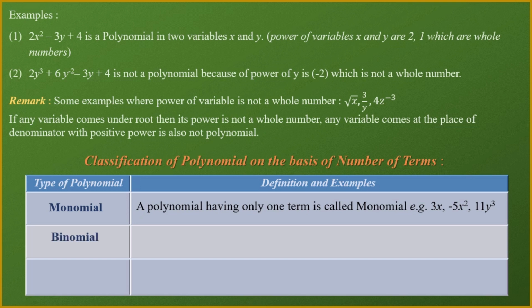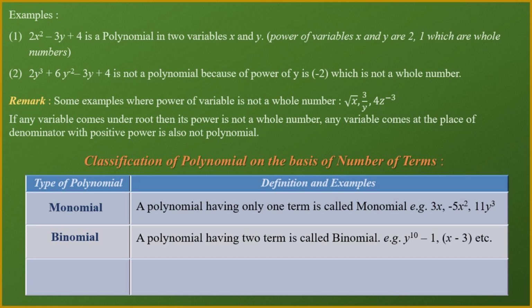Similarly, the second one is binomial. As the name makes it clear, binomial means it will have two different terms. Okay, so suppose I take y to the power 10 minus 1, or x minus 3. So y to the power 10 is the first term and 1 is the second term. Similarly, in the second one, x is one term and 3 is the other term.